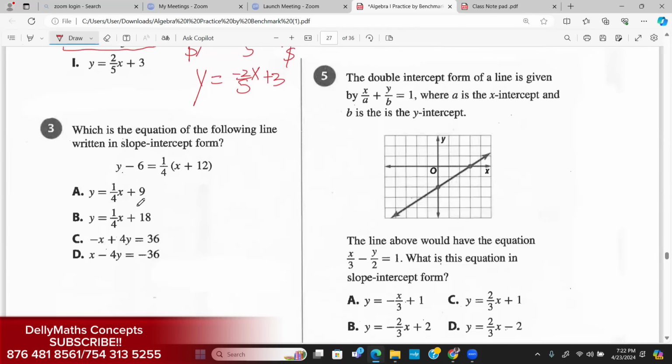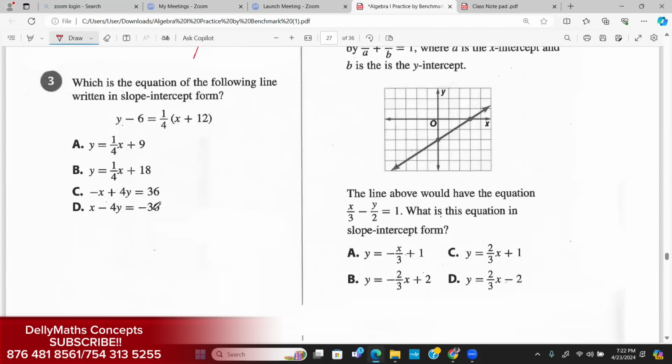All right, let's go for the third one. Which is the equation of the following line written in slope-intercept form? As you can see, this is in point-slope form. So what I'm going to do is remember that in slope-intercept form, there are no parentheses. So the first thing I'm going to do is distribute. So I'm going to distribute this inside.